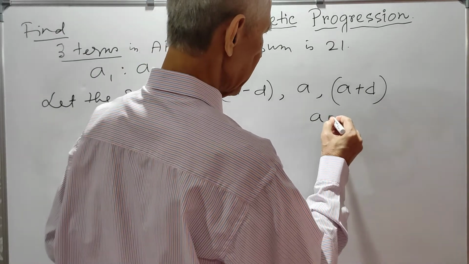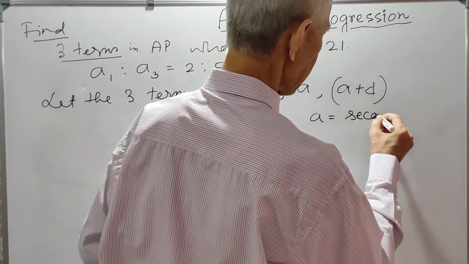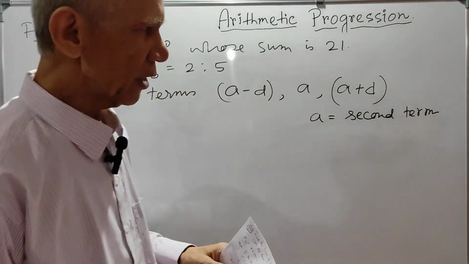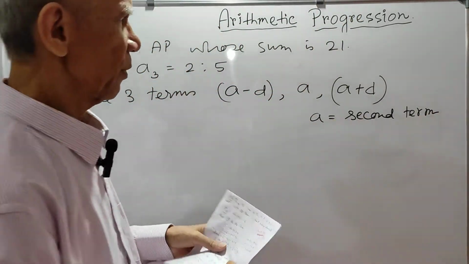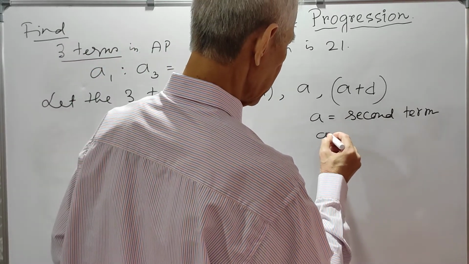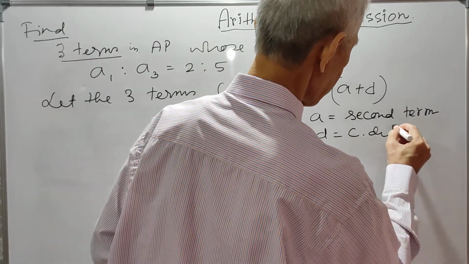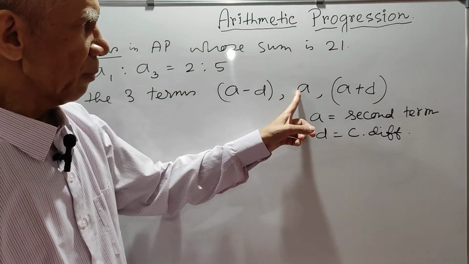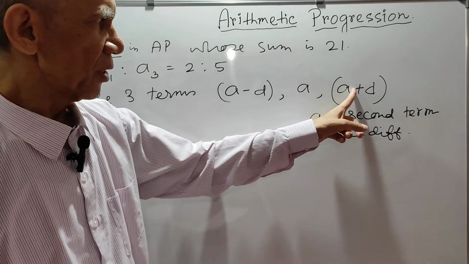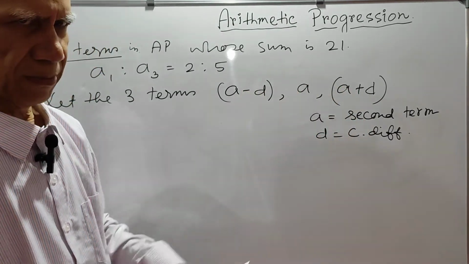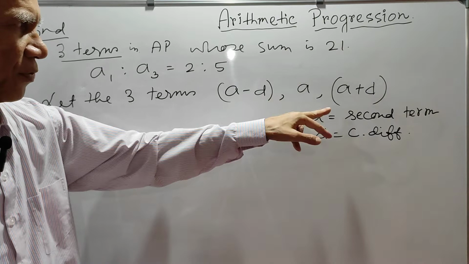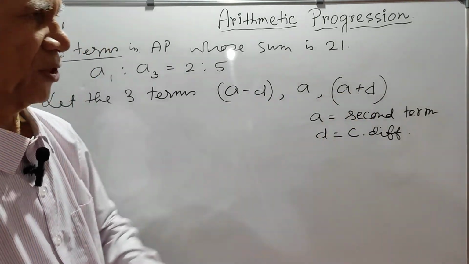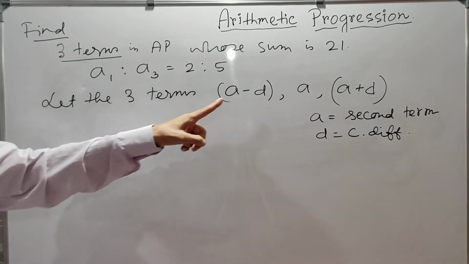So what is A here? A is the second term. Normally we take A as the first term, but here A is not the first term. Here A is the second term, and the common difference is D. Yes, it is the common difference because A plus D minus D is A, isn't it? So here A is the second term, A minus D is the first term, A plus D is the third term, and the common difference is D. All right, so let the three terms be these.